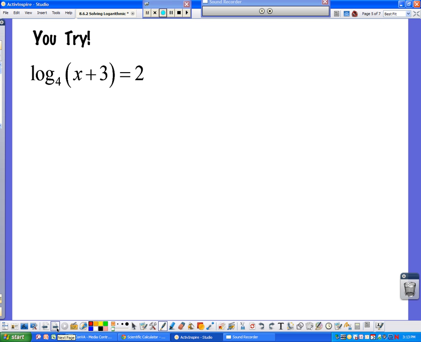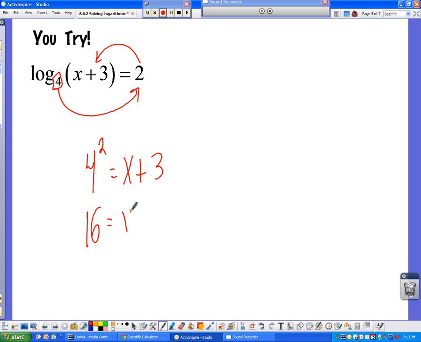So remember, whenever you have only log on one side, all you got to do is start with your base, circle around. So it's 4 to the second power equals x plus 3. So I get 16 equals x plus 3, and then minus 3. So 13 equals x. Okay.